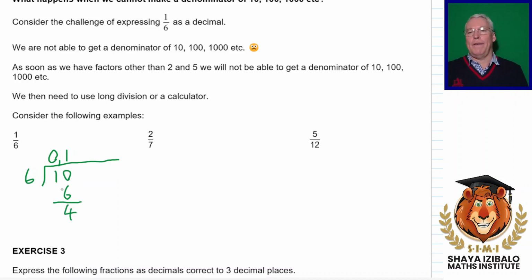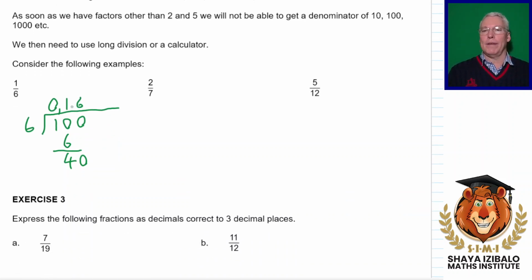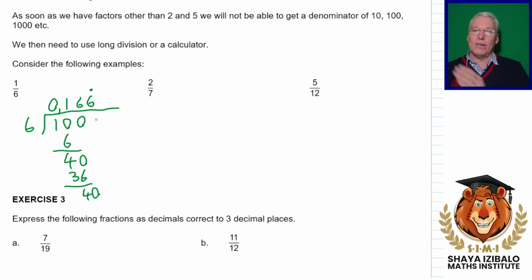Right, and then we bring down another 0. So now 6 goes into 40, how many times? 6 sixes are 36, so 6 goes into 40 six times, and now 6 times 6 is 36, subtract, and we get 4, bring down, and we get 40. And so now we're dividing into 40 again. So 1/6 is actually, it just continues, 0.16666.